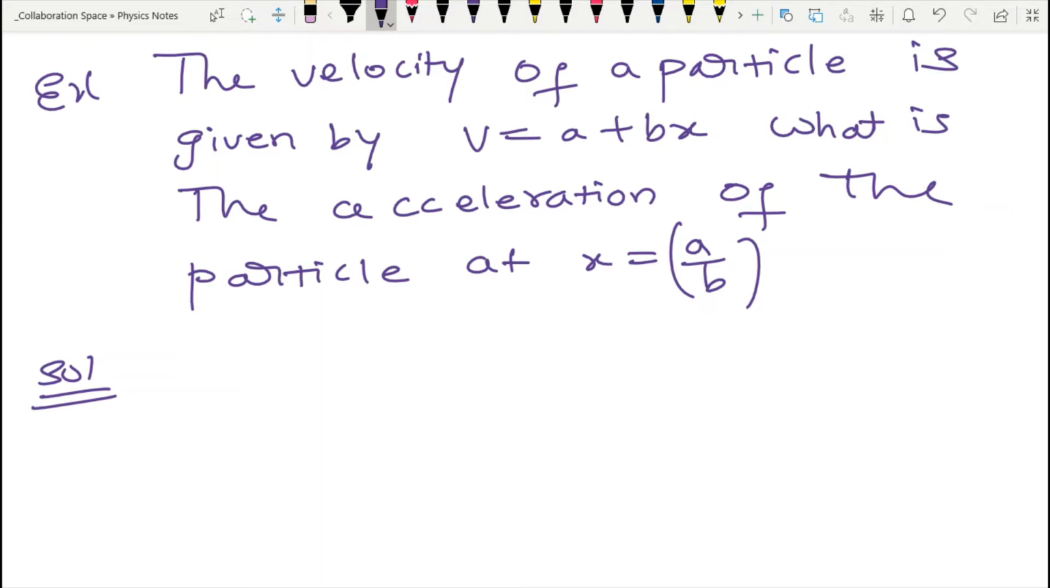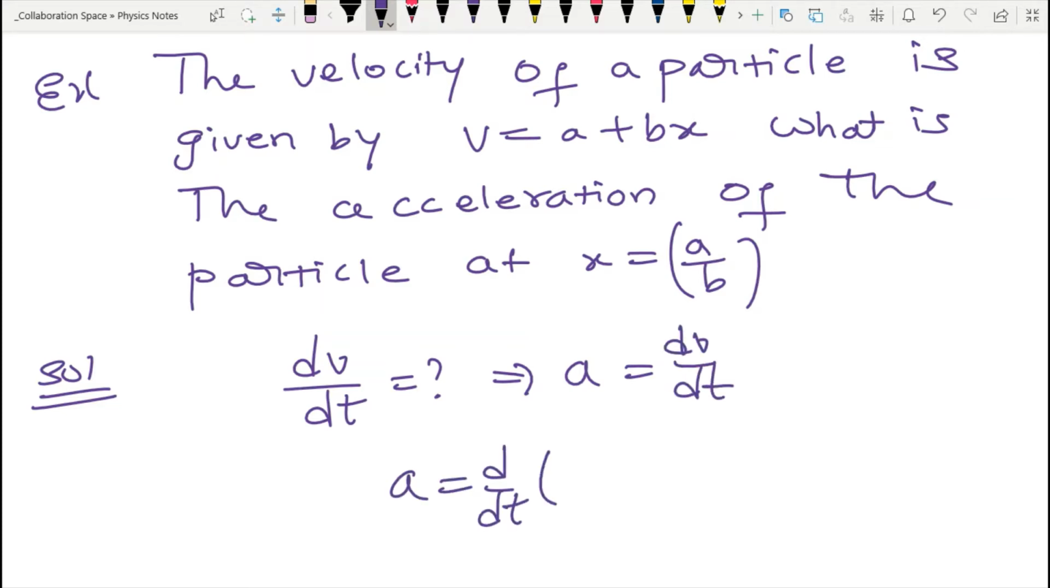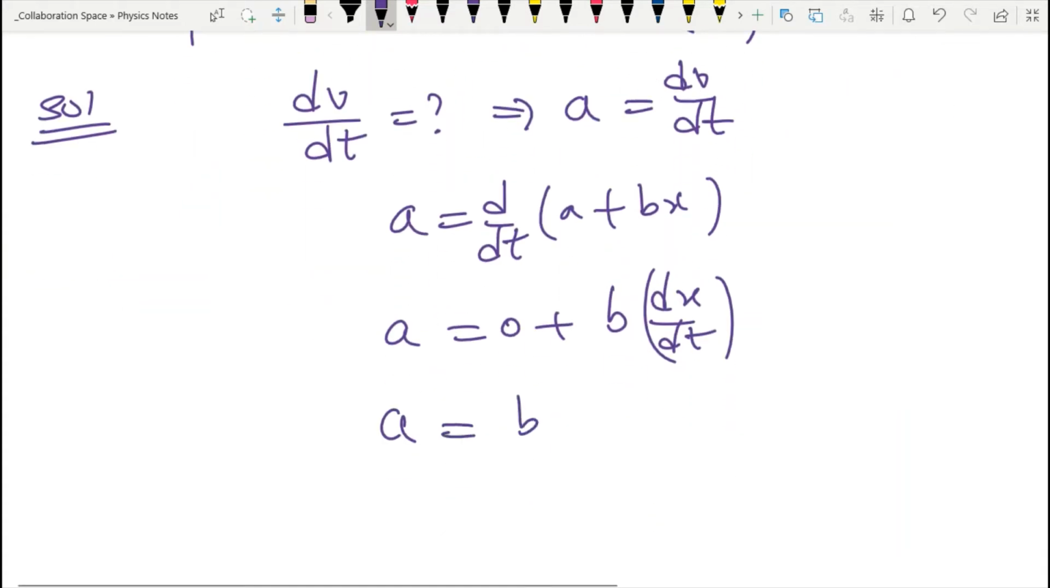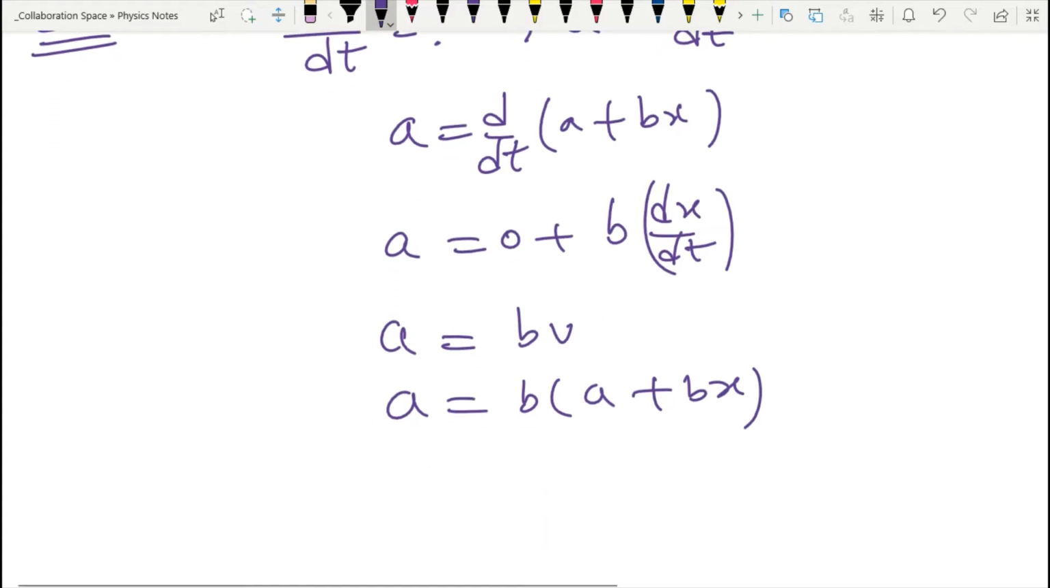First of all, what you have to do, you have to differentiate this. So dv by dt you have to calculate. Acceleration is equal to dv by dt, and acceleration can be written as d by dt of v, means a plus bx. So now let us apply differentiation. d by dt of a is 0, b into dx by dt. So what is dx by dt? Velocity. Velocity can be written as v, and you can write b into v, and you already know that v is equal to a plus bx. So we can write directly acceleration as ab plus b square x.